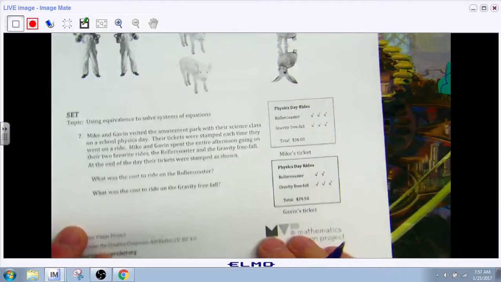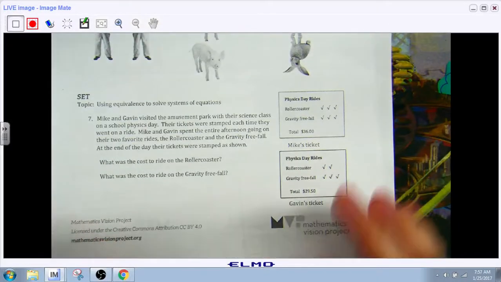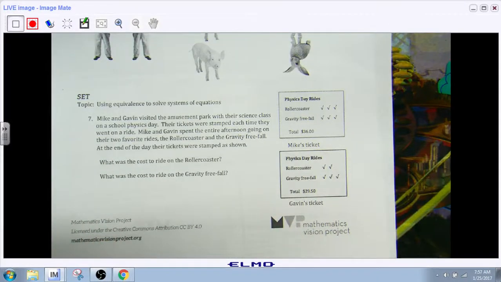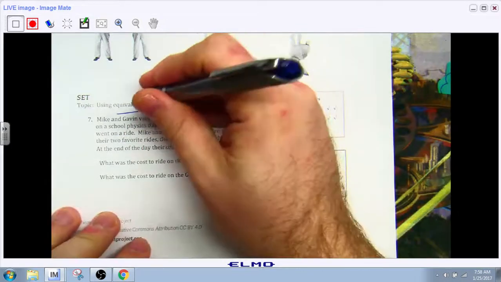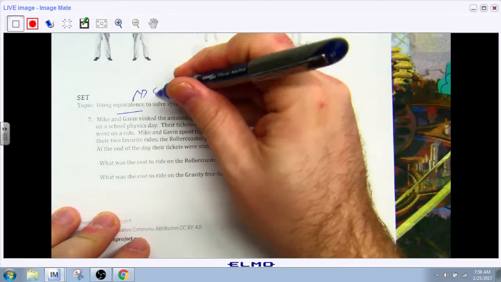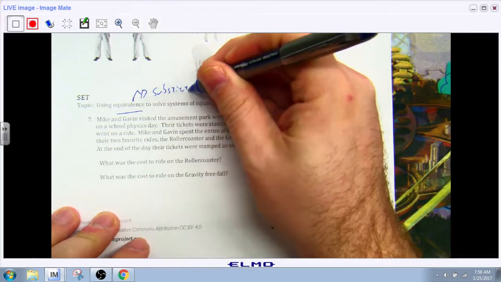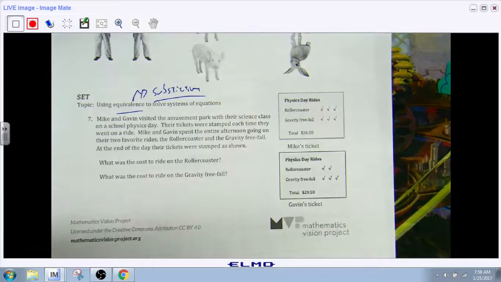Next. This section is incredibly important because it's really putting together all the things that we've talked about up to this point. It says using equivalence to solve systems of equations. And equivalence is going to end up being something like a substitution. But we'll go ahead and look at this.